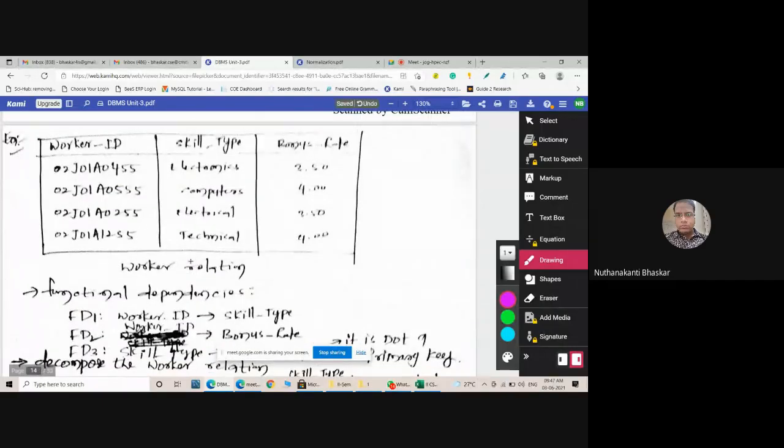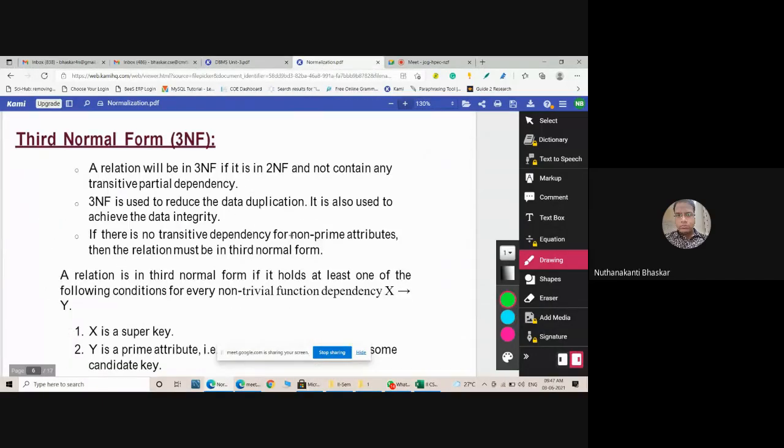Here, some of the examples and definitions we will discuss again as per the book and as per real-time scenarios. A relation will be in third normal form if it is in second normal form and does not contain any transitivity dependency. The third normal form is used to reduce data duplication and also to achieve data integrity. If there is no transitive dependency for non-prime attributes, then the relation must be in third normal form.